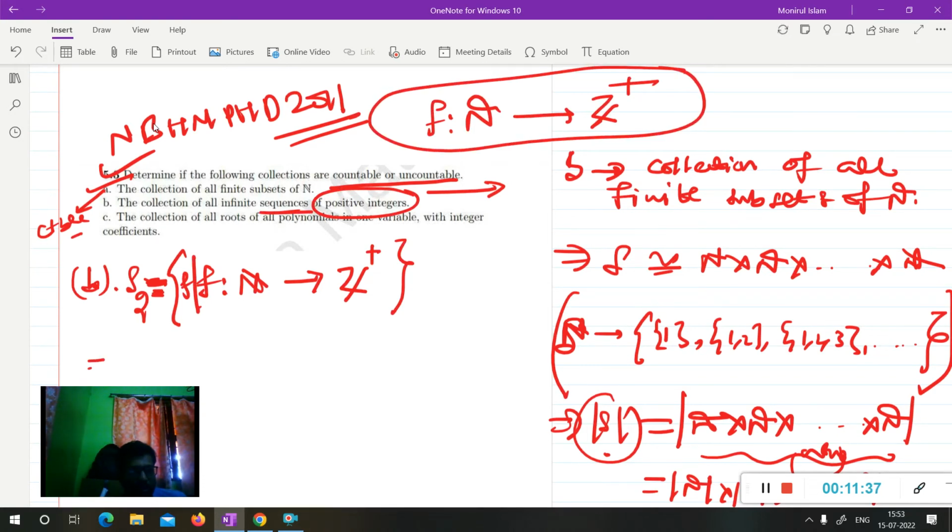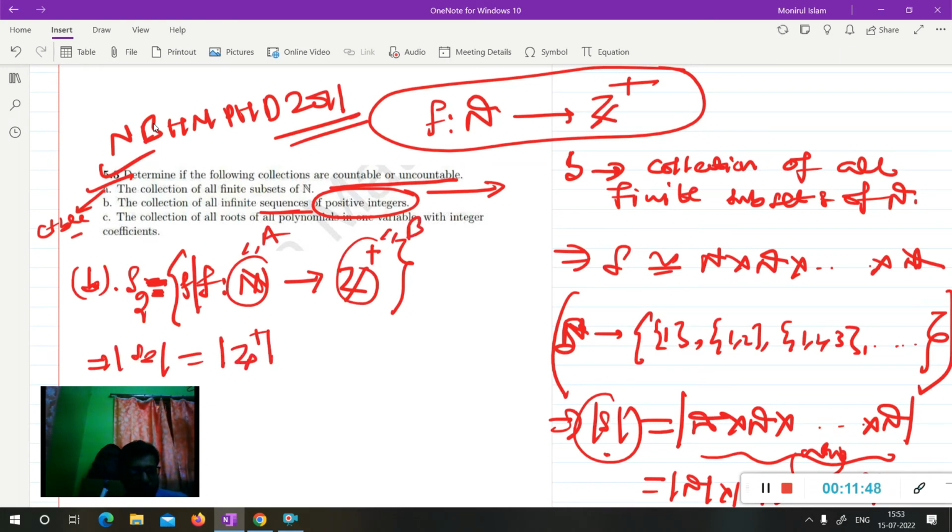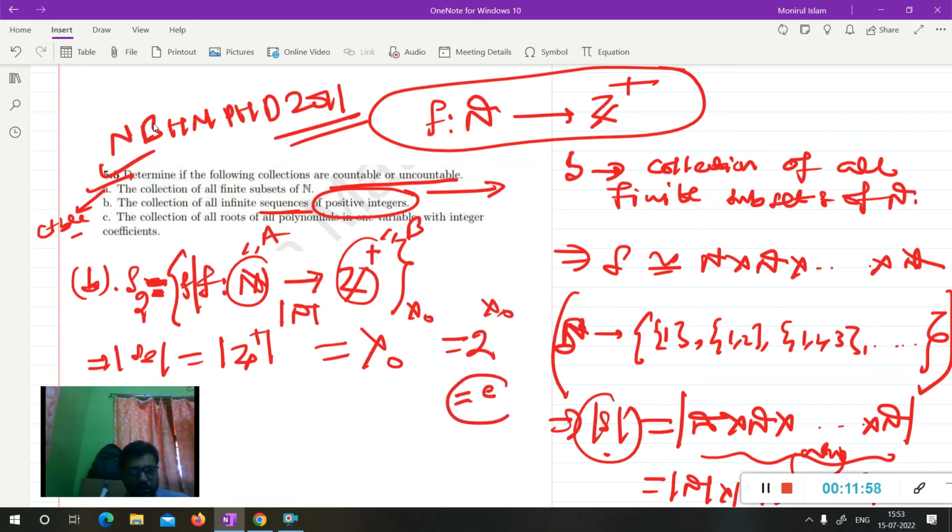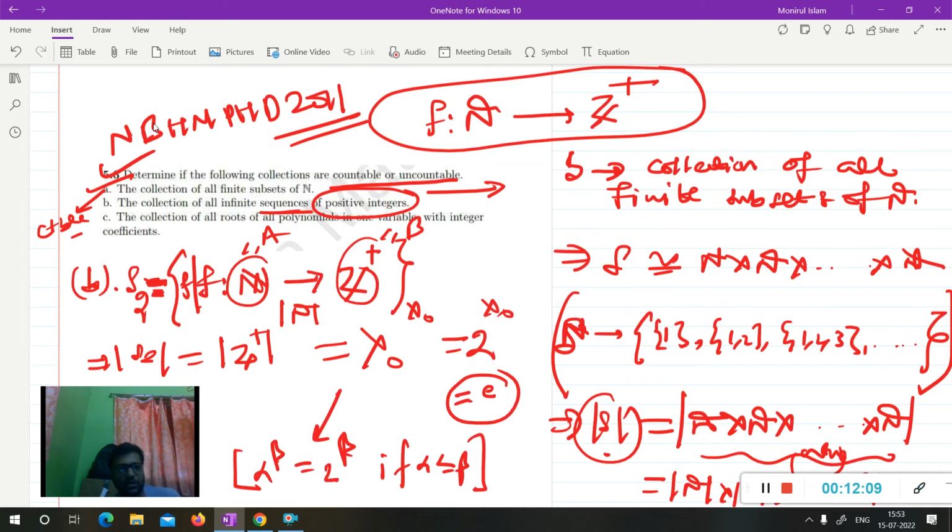Now find the cardinality of this set. The cardinality of S2 is the cardinality of B to the power of the cardinality of A, that is, Z plus to the power of N. Z plus has cardinality alpha naught and N has cardinality alpha naught, so this is alpha naught to the power alpha naught, which is 2 to the alpha naught. I use the result that if alpha is at most beta, then alpha to the beta equals 2 to the beta. 2 to the alpha naught is the continuum c, which is uncountable. So this set B is uncountable.